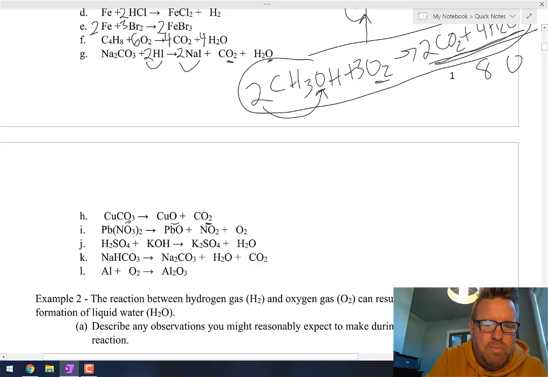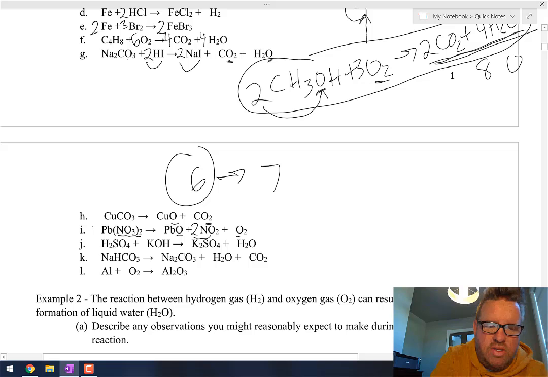Okay, letter I. PbNO3 makes PbO plus NO2 plus O2. This is tricky because there's oxygen in every single thing. So let's worry about it at the end. So 1 lead, 2 nitrogens on the reactant side. So we need a 2 right there. And then that makes, here we have 6 oxygens all total. There's 2 O3s. So that makes 6 oxygens. On the product side, we have 1 plus 4 is 5, plus another 2 is 7. So we have 6 on one side, 7 on the other. Okay, that doesn't work. So we need more on this side.